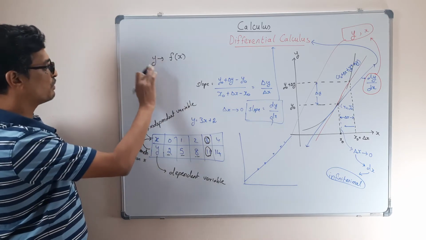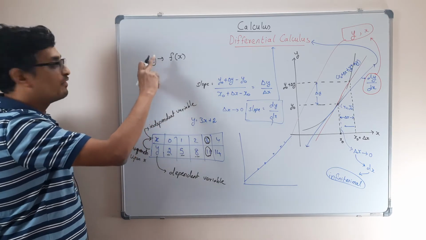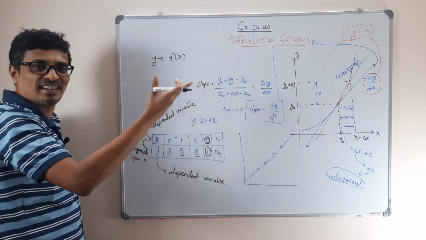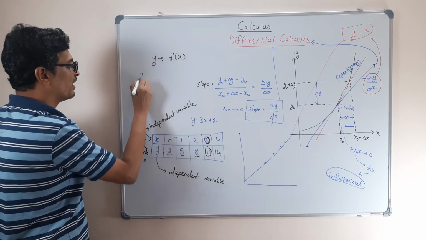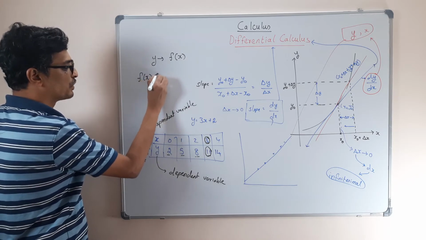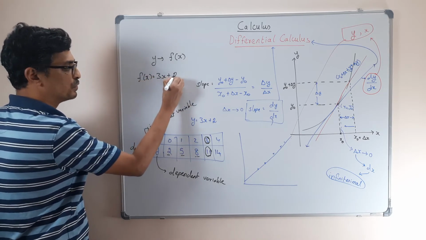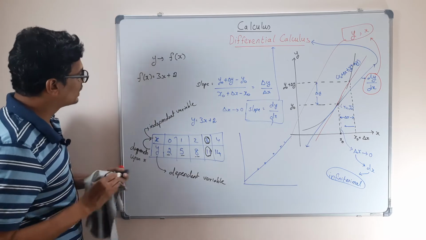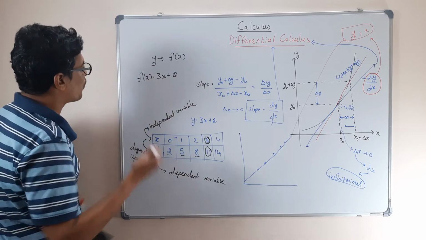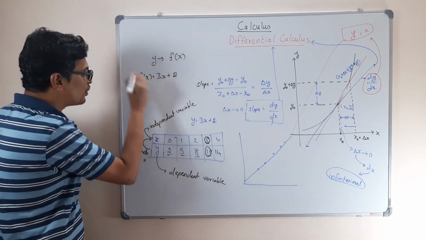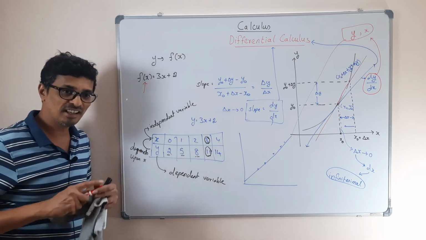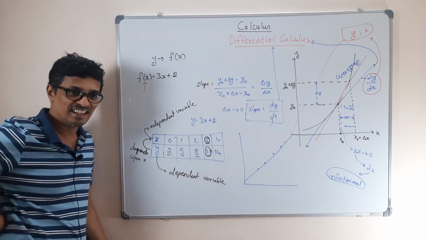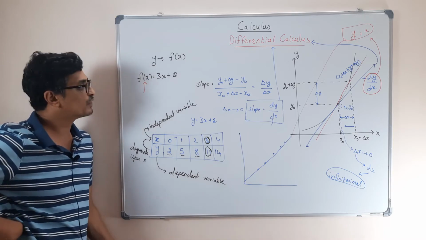If I pick y, whether y is dependent or independent, I can't tell. Right? But if I write, instead of this equation, f of x is equal to 3x plus 2, in this form, I can clearly tell x is an independent variable, whereas f is a dependent variable. Okay, so that's what this form is.